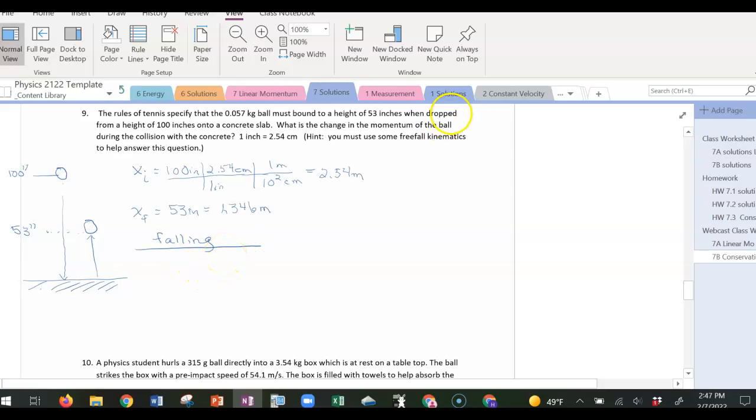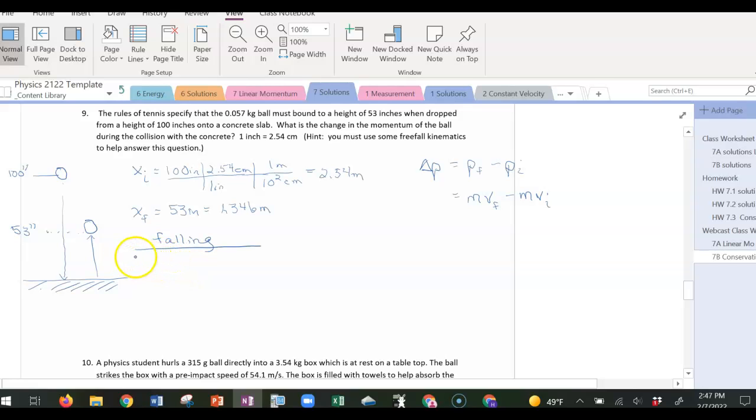Okay, so when the ball is falling, to really answer this question, I'm looking for the change in momentum. Let me take this step back. The change in the momentum is going to be the final momentum minus the initial momentum. And so that's going to be the mass of the ball times the final velocity minus the mass of the ball times the initial velocity. Well, the initial velocity is the velocity just before it hits the concrete. So I need to find that, okay? And so I'm going to use a kinematic equation to do that.